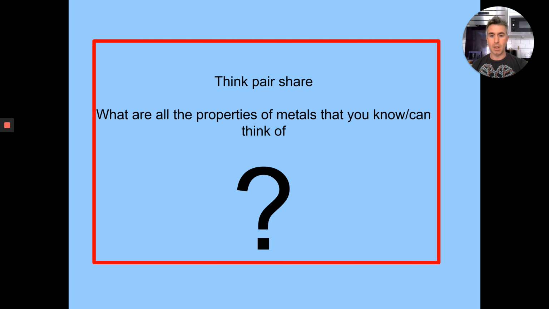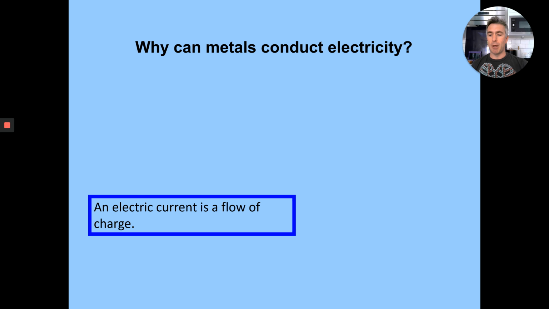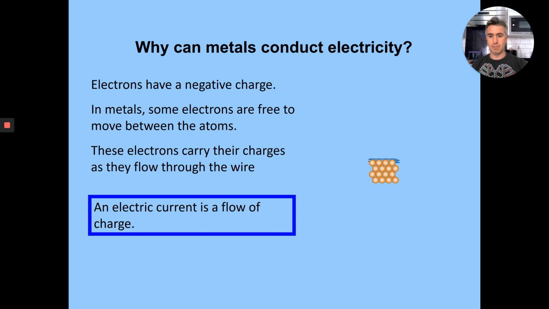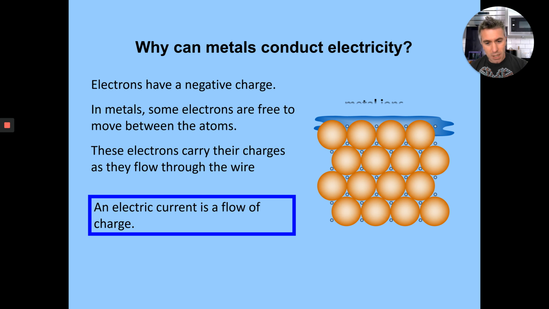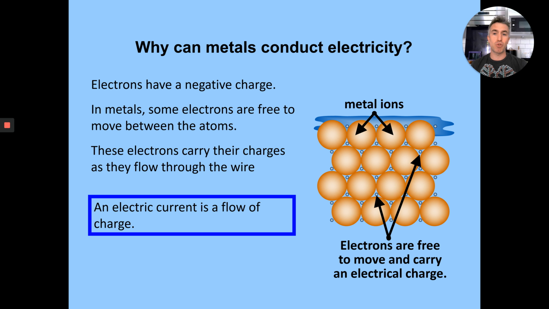What have we got? Hopefully, one of the things you've got is that metals are good conductors of electricity and heat. Electricity is all that matters today. Why are they good conductors? Again, the other day we did a lesson on this, which was metallic bonding and the properties of metals.